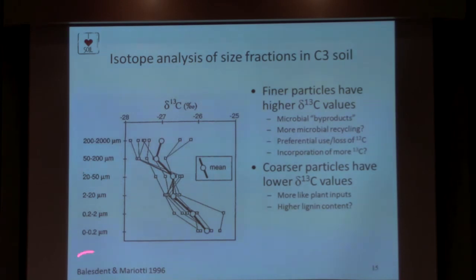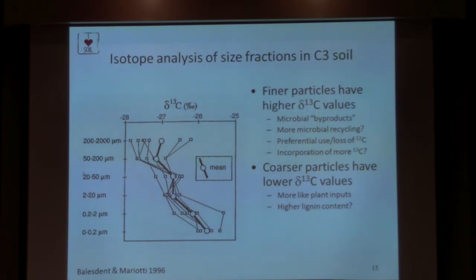This is a book chapter that I recommended in your reading list. I don't know if I actually assigned it as required reading, but if you're interested in this stuff, I can get you a copy. It's a pretty useful chapter. So here we can see that there's a bit of a range. What kind of soil is this, a C3 or a C4 soil?